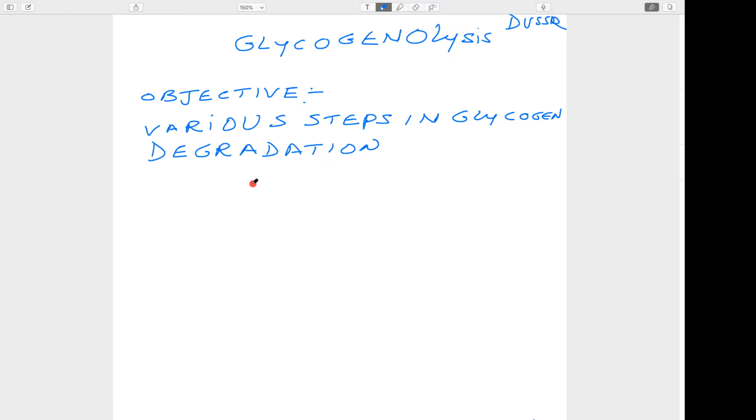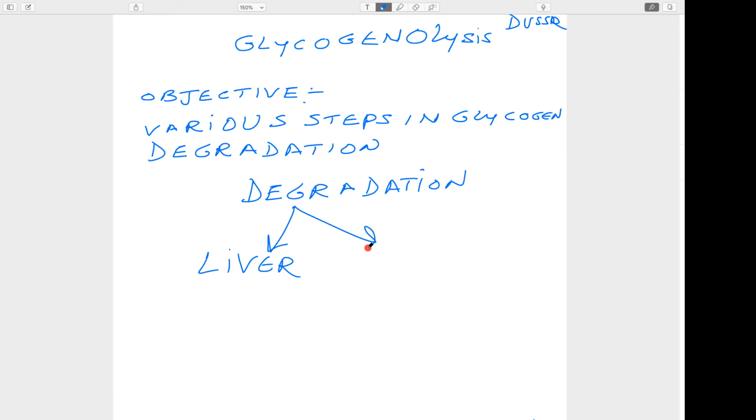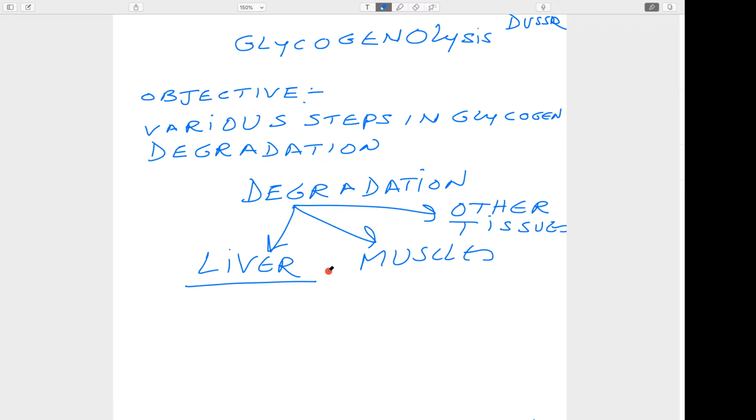Where does degradation, or glycogenolysis, take place? It takes place in both liver and muscles, and also in other peripheral tissues. Of course, the purpose may be different. As far as the liver is concerned, it is to supply glucose into the blood, and in muscles and other tissues, it is for the energy purpose.